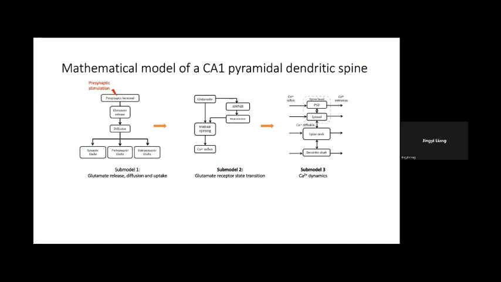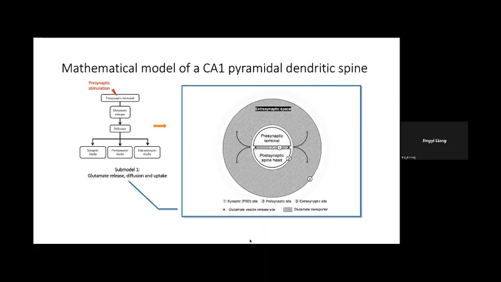Here is a conceptual framework of our model. It includes 3 submodels. First, it is a two-dimensional glutamate diffusion model. These arrows denote the diffusion direction of the glutamate, and these 3 labeled regions represent different locations of the receptors. So we simulate the glutamate concentration at these 3 different locations and send the concentration to our model 2, which simulates the receptor activity.